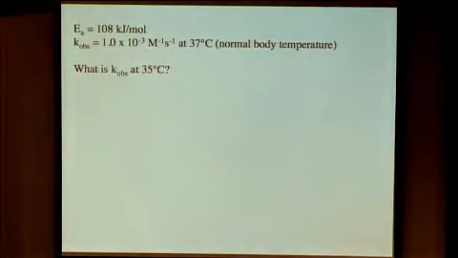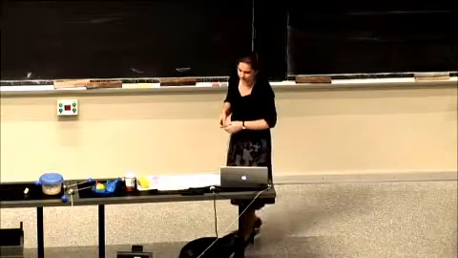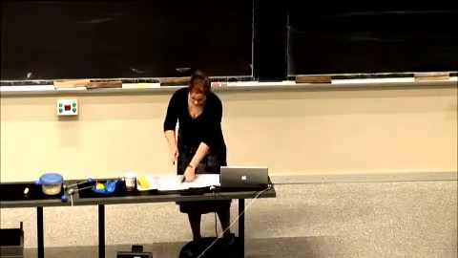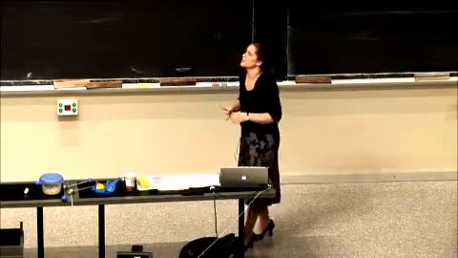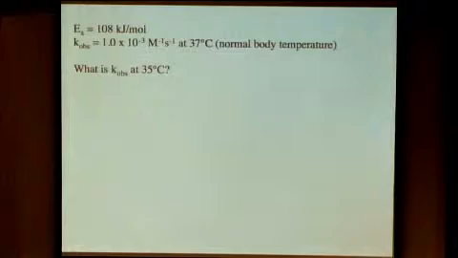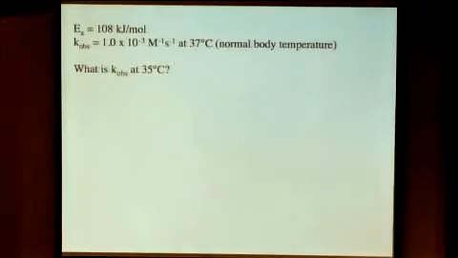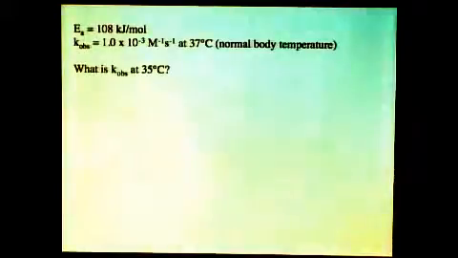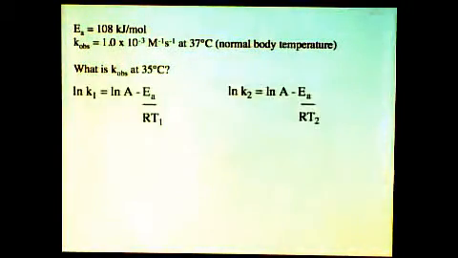But what happens if your body temperature is lowered? What happens if it was at 35 degrees? And to be able to answer that question, you need to know what the activation energy is for this process. And here it's 108 kilojoules per mole. So we want to ask the question, what is the new rate constant at 35 degrees?